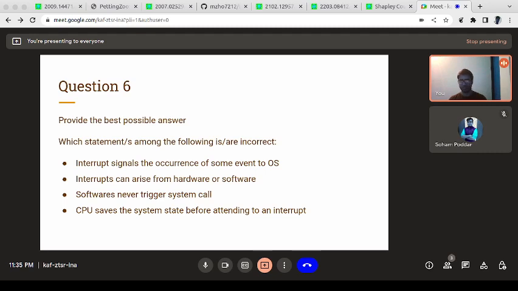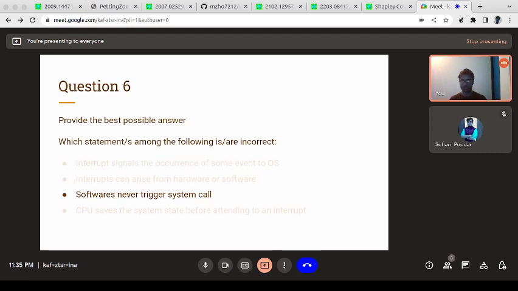Okay, so this is with respect to interrupts in an operating system. Can you please say which among the following statements are correct? Interrupt signals the occurrence of some event to the operating system. Interrupts can arise from hardware or software. Software never triggers a system call, and CPU saves the system state before attending to an interrupt. Okay, you need to state which of the following statements are incorrect among the following. Can anyone contribute?